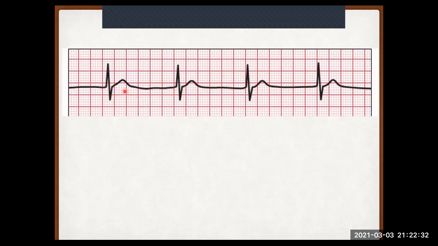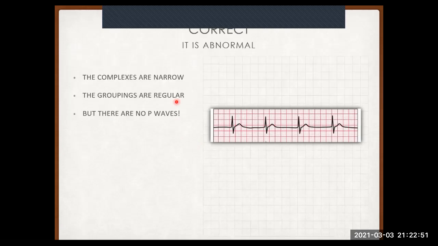So we can't talk about a PR interval because we don't have a P wave. We can't talk about a QRS following every P, but what can we talk about? We can talk about the QRS complexes themselves. They are narrow. All right. And are they regular? Yes, they're actually quite regular. So if you said it was abnormal, very good. If you said it was normal, not a problem. We all live and learn. All right. So there we go. We have narrow complexes, groupings are regular, but the most important thing, there are absolutely no P waves.